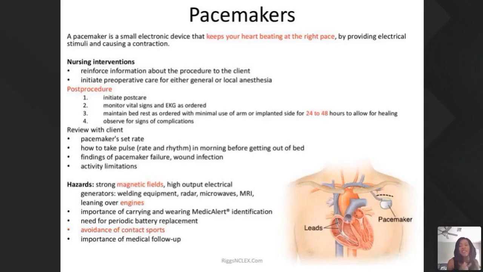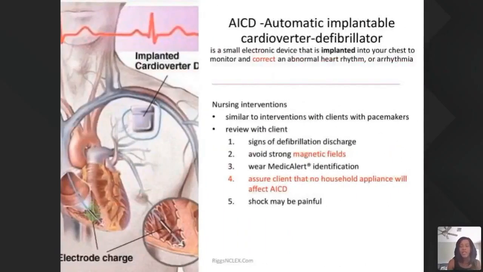This client cannot do contact sports anymore because of this pacemaker. Okay, they should wear a medical alert bracelet. They may need the batteries replaced after so many years, okay? So after the procedure, they should rest for a good day or two. Little things like that you can read, not a big deal.